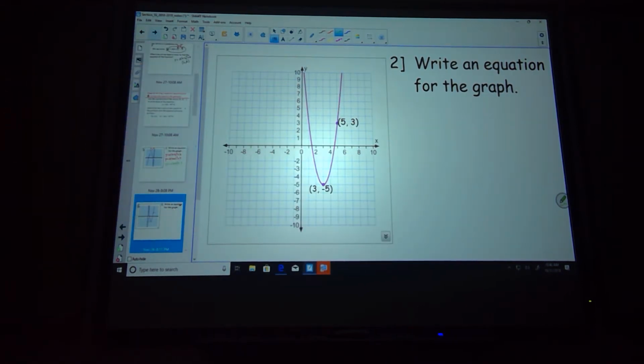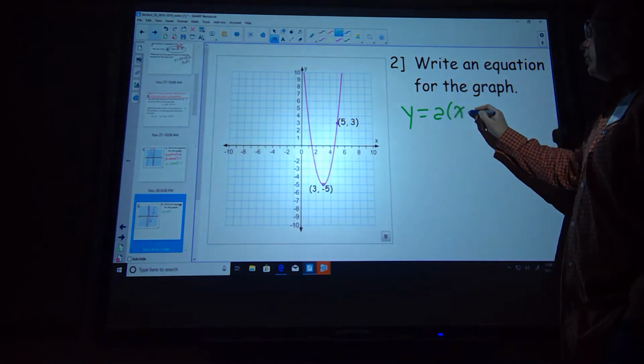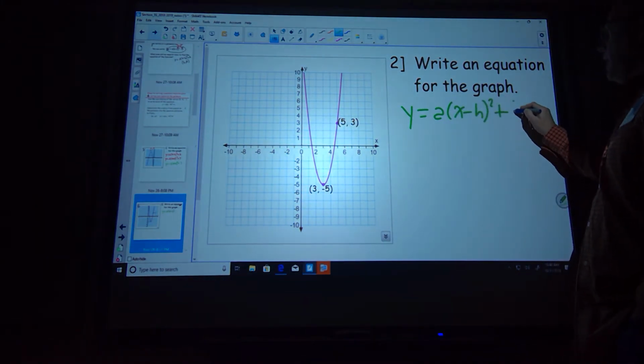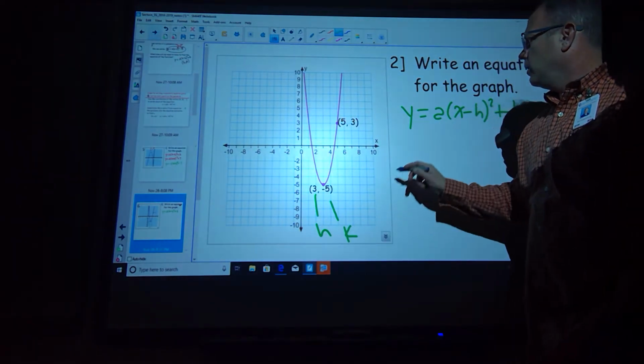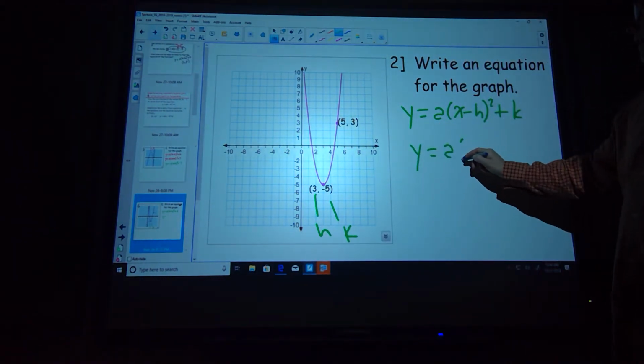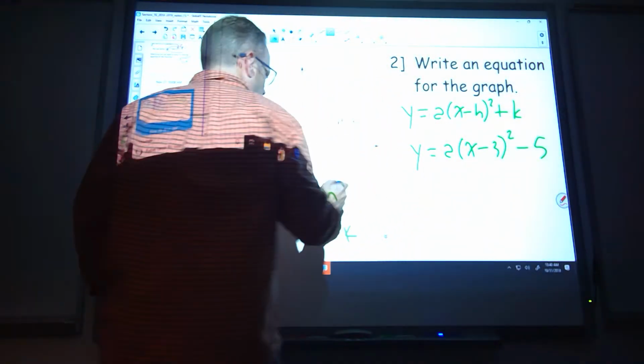All right. So here's our second problem. So I know that my general equation is this: y equals a x minus h quantity squared plus k. This is my h. This is my k. So I'm going to get y equals a x minus 3 quantity squared minus 5. Do you agree with that so far? We might be able to figure out the pattern graph. I know my a value has to be positive because the parabola opens upward. Agreed?